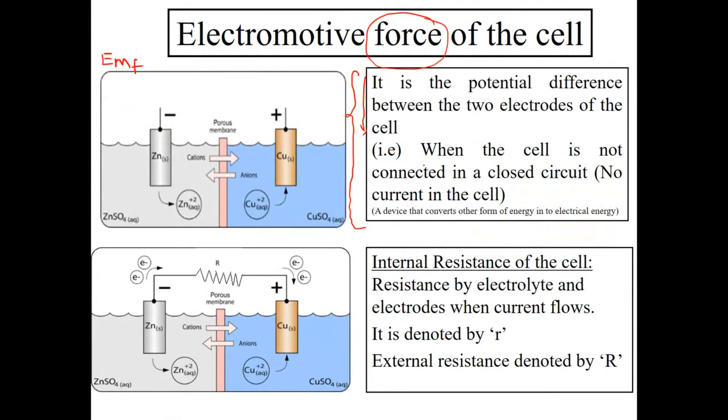Clear, my dear? The explanation is given clearly. You can see here what is written. When the cell is not connected to a closed circuit, that means no current is in the cell. So before you connected the battery to the circuit, what is happening? No current will be there. Am I right? So if you measure the potential between the positive terminal and the negative terminal of the electrodes, that will be the EMF of the battery.